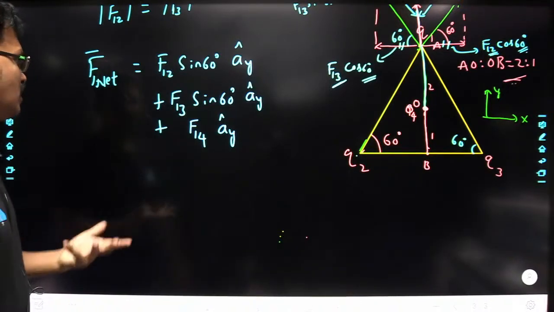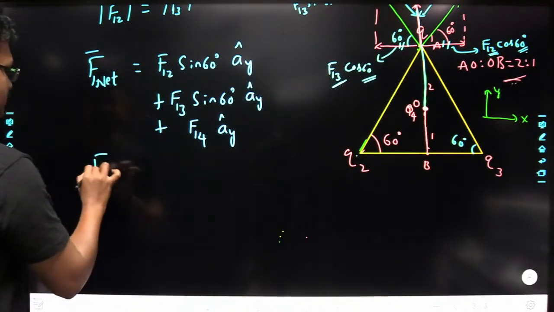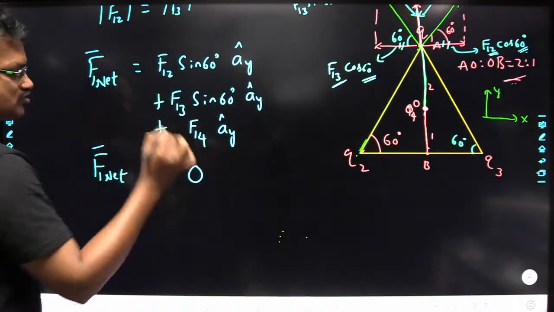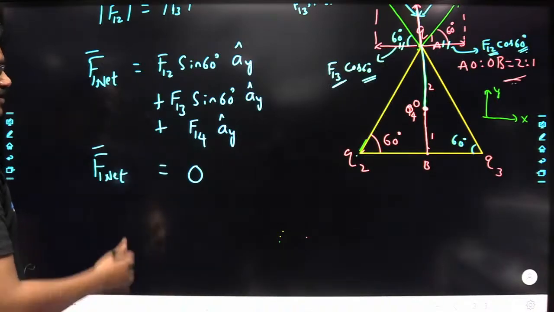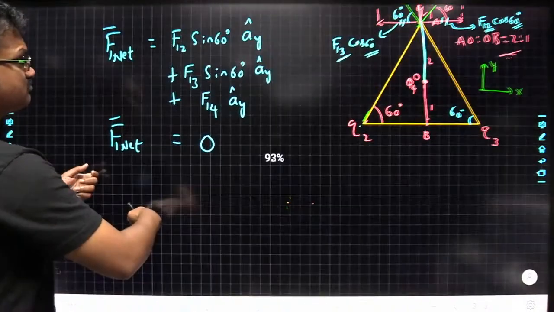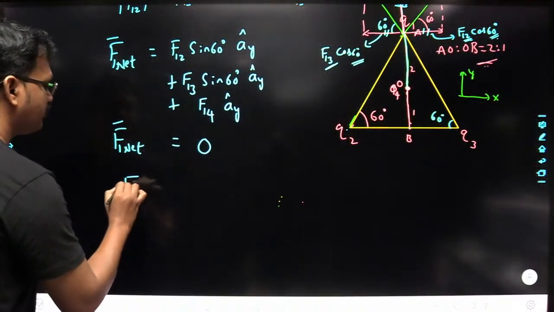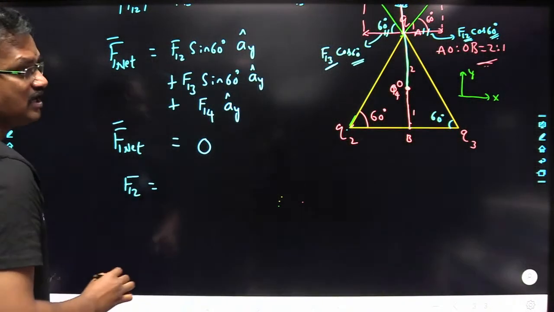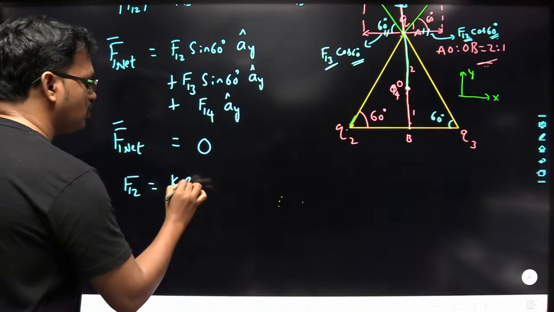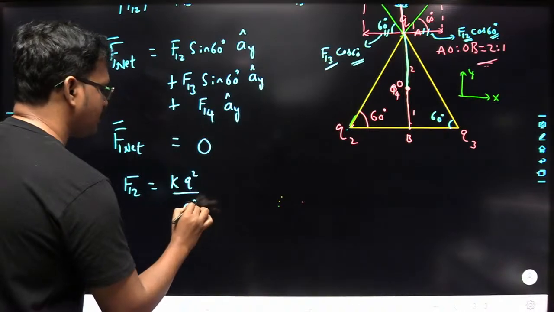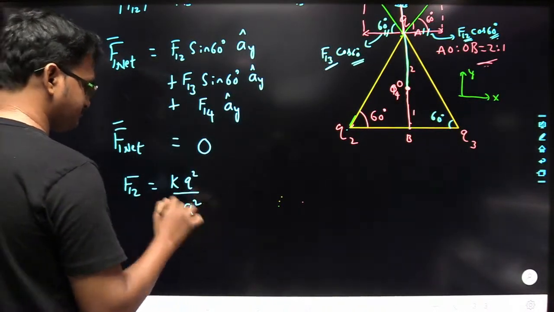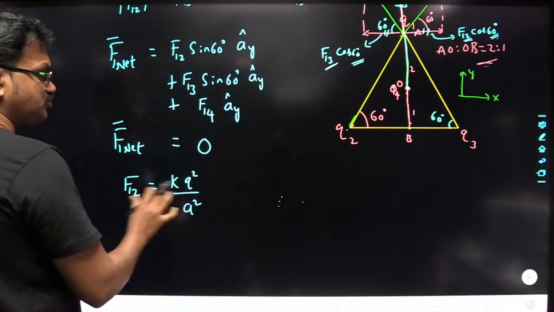Yes or no? Okay. So for the net force, you have to make this net force equal to 0. So that means what is F12 here? F12 is the force between Q2 and Q1. So that is nothing but K into Q square divided by A square. Okay. This is the magnitude of F12.